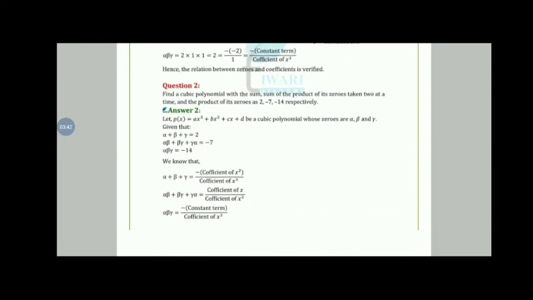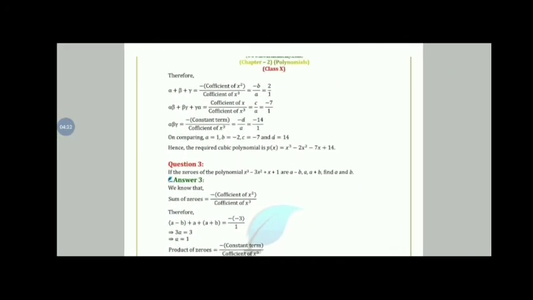Now in question number 2, it is given to form a cubic polynomial with the sum of its zeros, the sum of the product of zeros taken 2 at a time, and the product of its zeros being 2, minus 7 and minus 14. So we have p(x) equal to x cube plus bx square plus cx plus d, a cubic polynomial whose zeros are alpha, beta and gamma. So alpha plus beta plus gamma is equal to 2, alpha beta plus beta gamma plus gamma alpha is equal to minus 7, and alpha beta gamma is equal to minus 14.